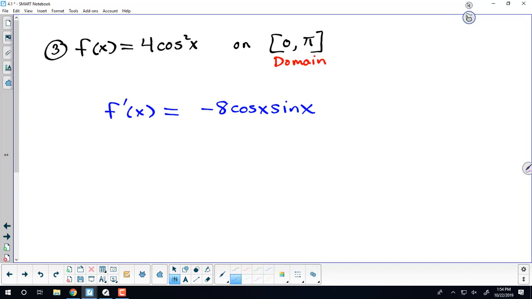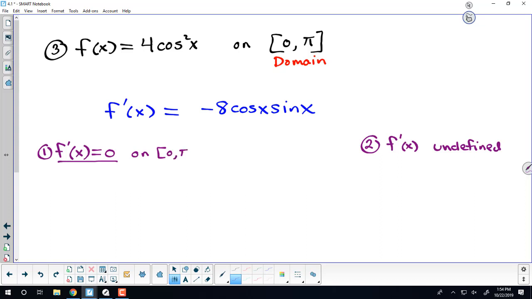So then we've got the derivative. To find the critical points, we want to know where the derivative equals 0, and where is the derivative undefined. Now keep in mind, we're answering these questions, where is the first derivative 0 on the domain that's given to us, 0 to pi, and is f prime ever undefined on 0 to pi?